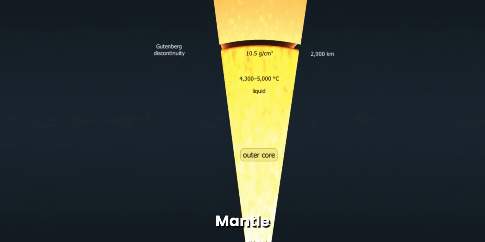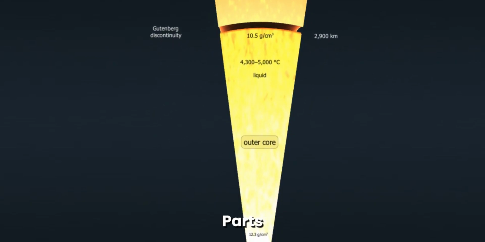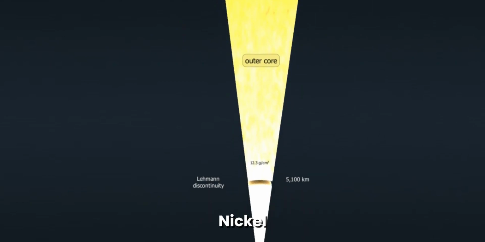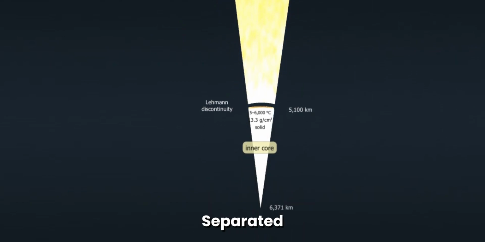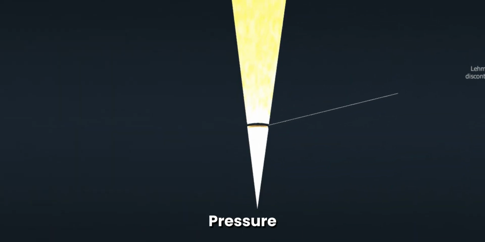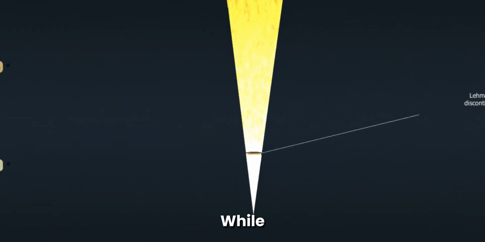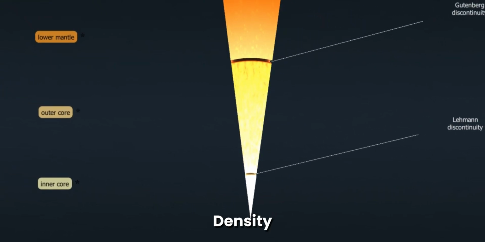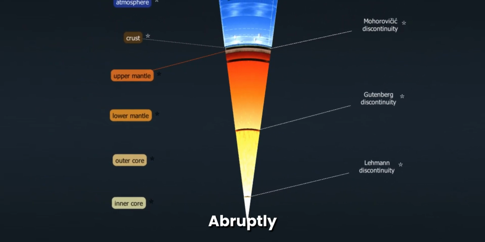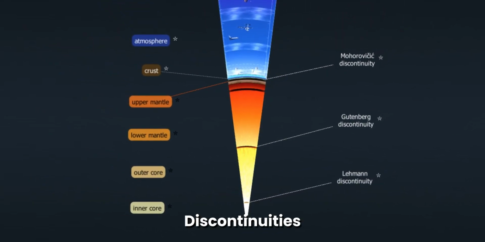Situated below the mantle, the core is also divided into 2 parts, the liquid outer core, consisting of molten metals, and the solid inner core, made up of iron and nickel. The two layers are separated by the Lehmann discontinuity at a depth of 5,150 kilometers. Density, temperature, and pressure increase with depth. While pressure increases gradually, density changes abruptly where the velocity of seismic waves also changes abruptly, that is, at discontinuities.